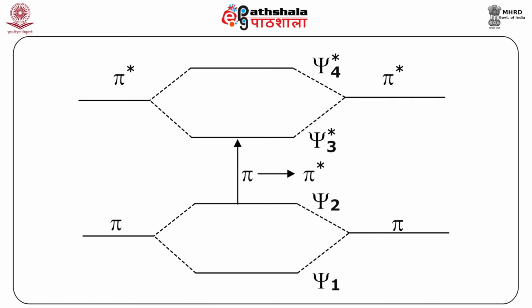Now, it is clear that the transition of lowest energy, that is the pi to pi star transition in conjugated systems, is psi2, which corresponds to the HOMO, to psi4 star, which corresponds to the LUMO. Hence, we can say that the conjugated dienes absorb at relatively longer wavelengths or lower energy than do the isolated alkenes.